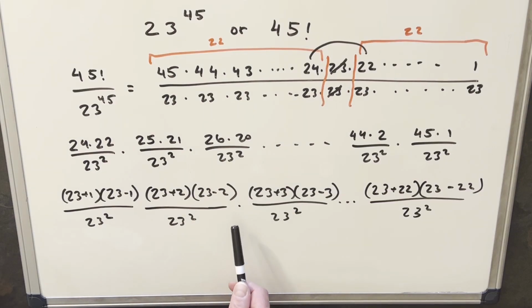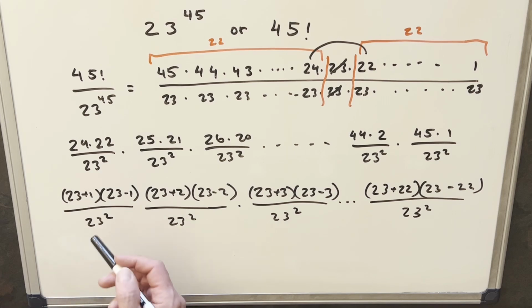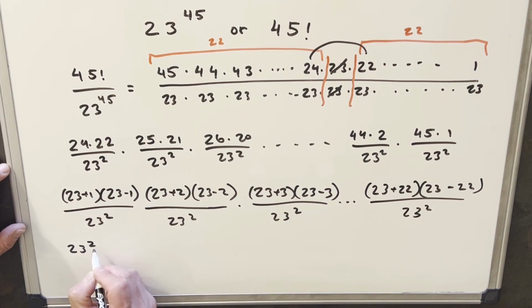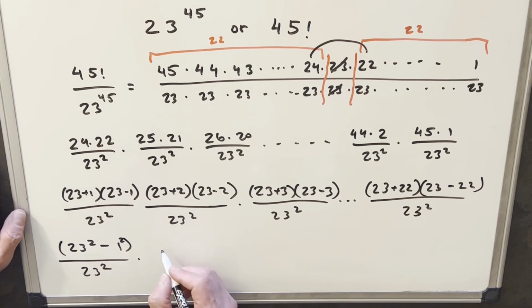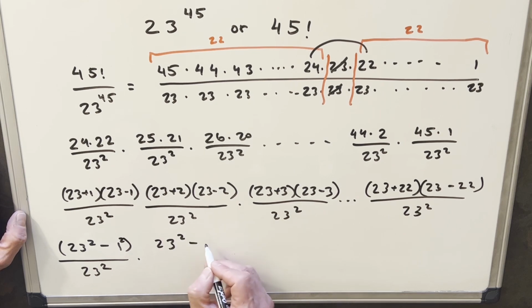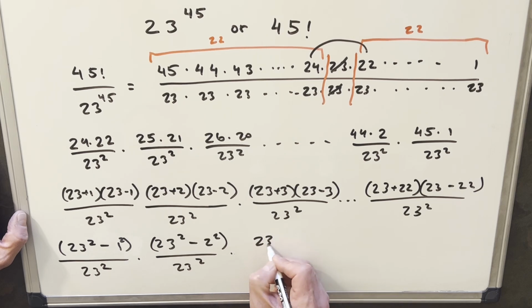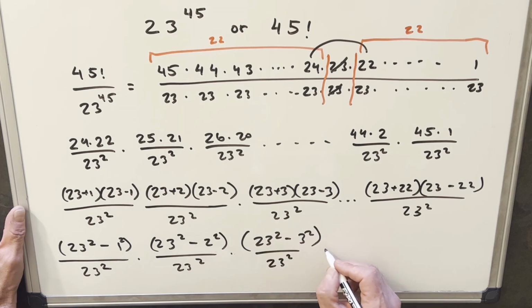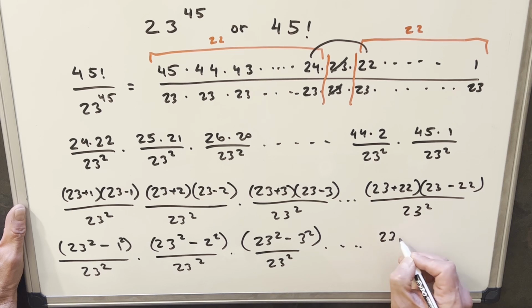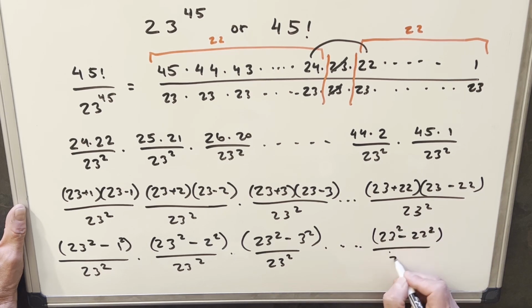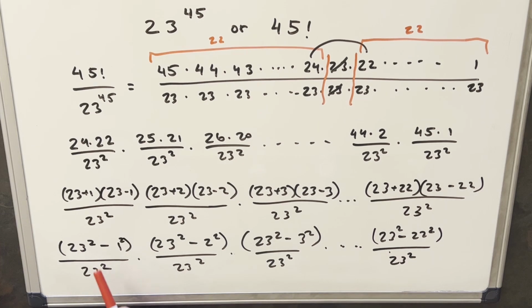Now at this point, it's actually kind of more messy than what we had here. But now what we can do for each of these is rewrite this as a difference of two squares. So like for the first term, we could write this as 23 squared minus 1 over 23 squared. And then for this one, we could write this as 23 squared minus 2 squared over 23 squared. And we could just go on and on like this, all the way to the end where we have 23 squared minus 22 squared over 23 squared.